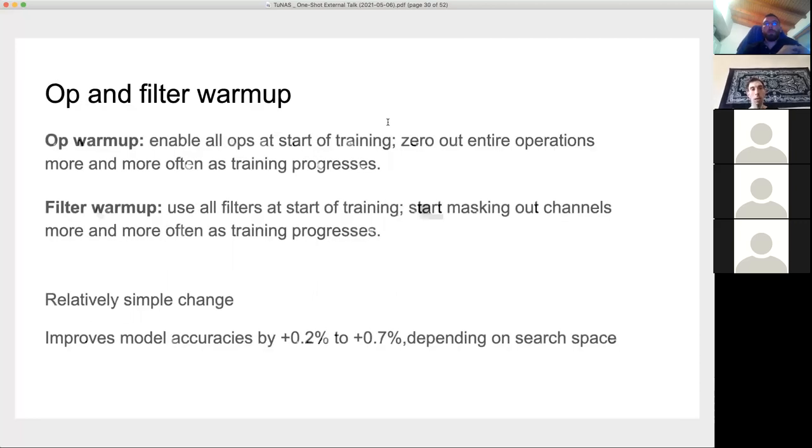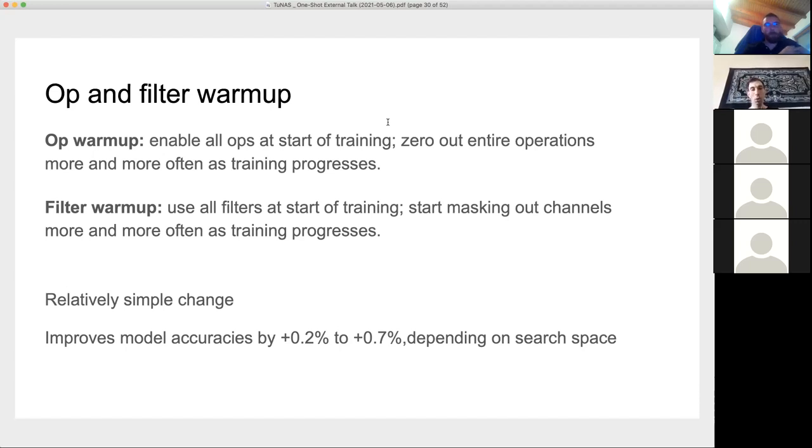The first is op and filter warmup. The idea here is to treat this from a model pruning perspective, where we actually start out by enabling every possible operation in the network at every training step when we're actually training the shared model weights. And then over the course of training, we start dropping out operations and dropping out filters more and more often.